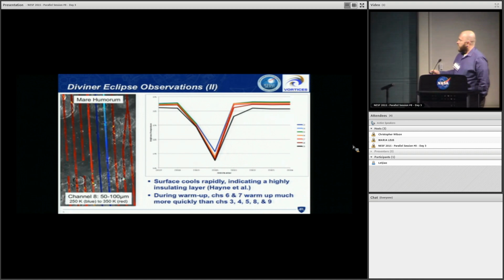If you look at a profile across the middle section of Mare Humorum, you can see this in profile, starting with the pre-eclipse temperatures. You drop dramatically during the eclipse. The lowest temperatures measured here were around 175. Then after eclipse you warm up again. What I really want you to notice here is that there's this kind of rainbow pattern before and after the eclipse. And this is what we see for all Diviner measurements at this time of day.